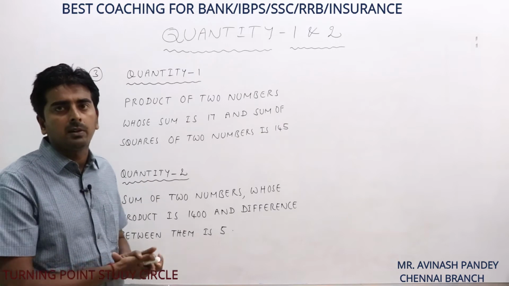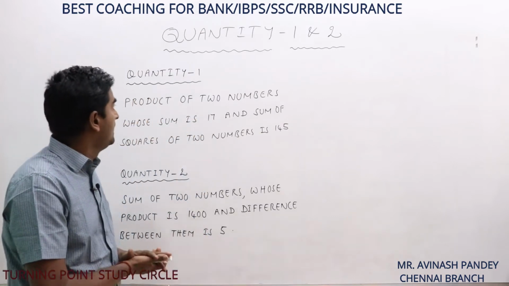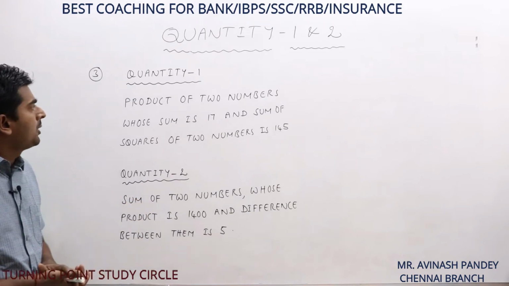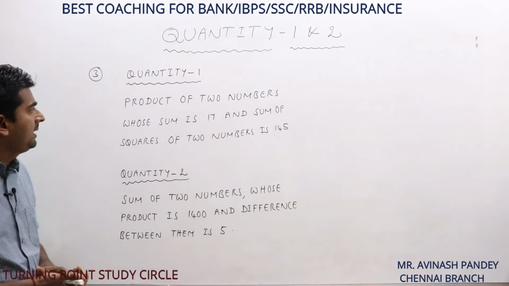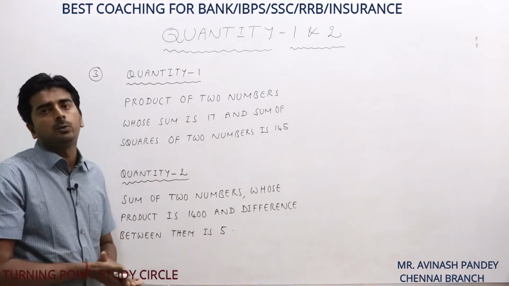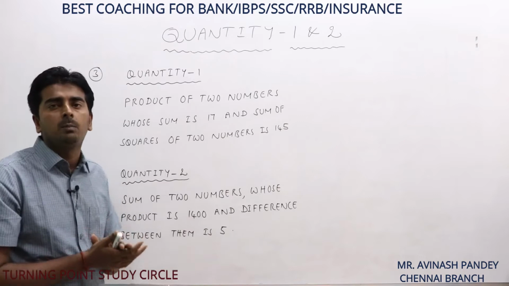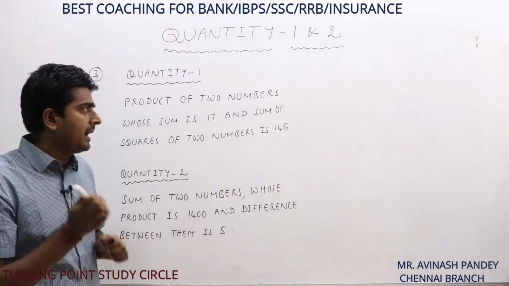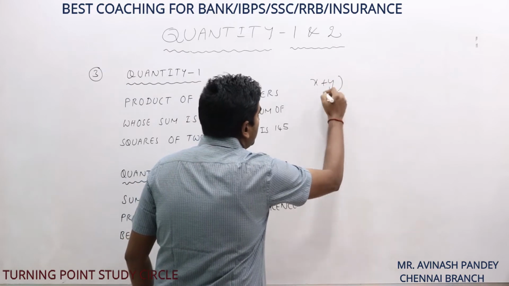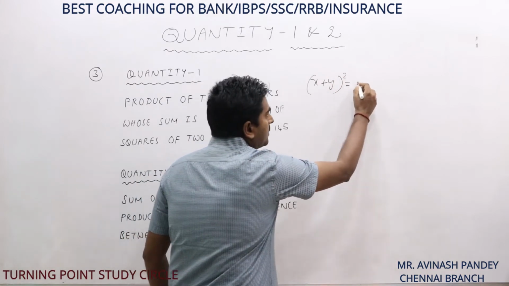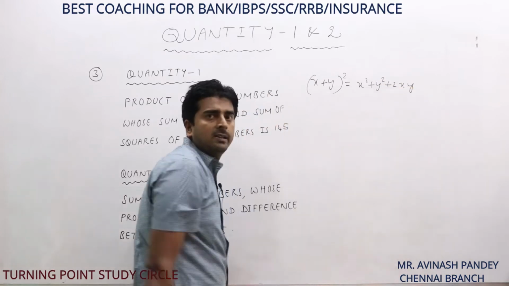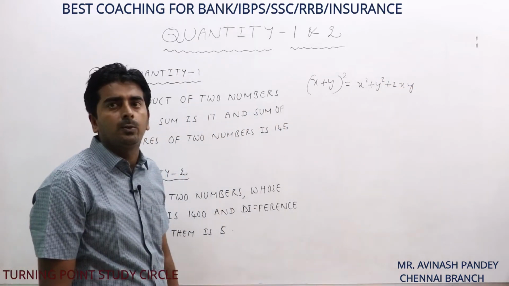This is coming under the chapter problems on numbers. Quantity 1 and quantity 2 are there. So I will read quantity 1. The product of two numbers whose sum is 17 and sum of the squares of the two numbers is 145. So how to solve this question? For that you should know the algebraic identities, right? So I will write one identity. You know very well what is (x plus y) whole square. It is nothing but x square plus y square plus 2xy, right?